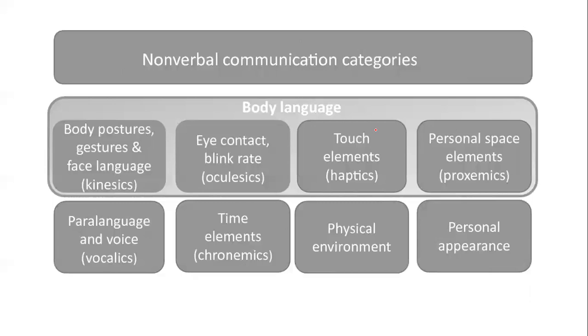So the same thing I have done, but I have given a diagrammatic presentation. Body postures, that is kinesics, eye contact, that is oculesics, touch elements in the form of haptics, personal space elements in the form of proxemics, paralanguage in the form of vocalics, time elements in the form of chronemics, physical environment or personal appearance. So these are all the aspects or categories of non-verbal communication.